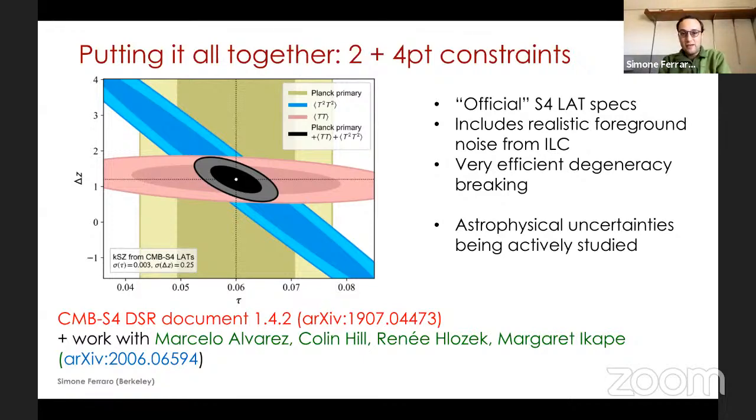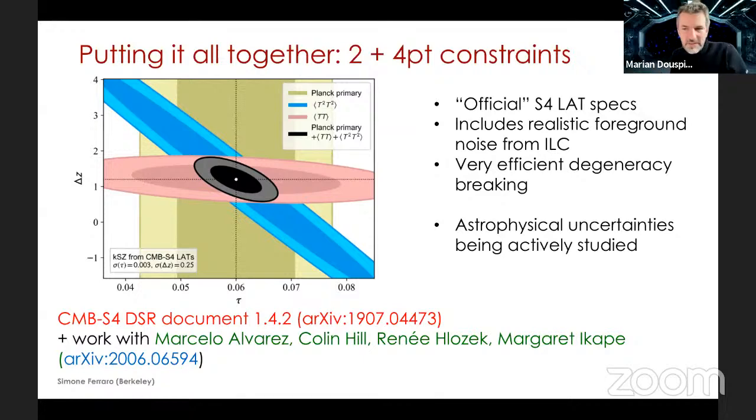So once you combine them, even if you have a very broad prior on the amplitude of foregrounds or late time component in the 2-point function, you end up with constraints that are independent of foregrounds or astrophysical uncertainties, and they are rather good. They are comparable with the cosmic variance limit on tau that you can get from a future space-based experiment, for example. All right, so I'll stop there and be happy to take questions. Thank you very much.